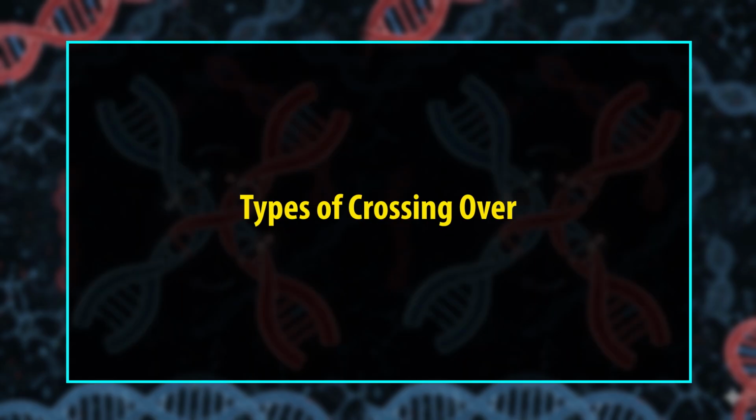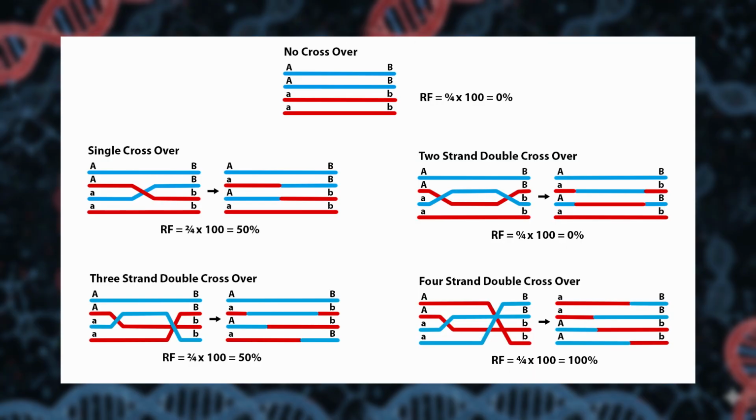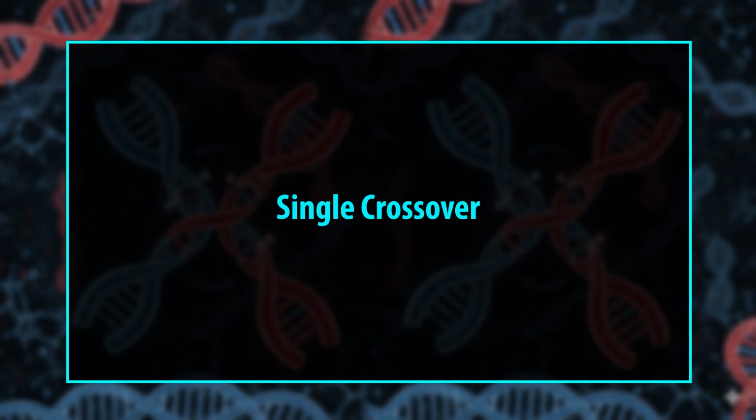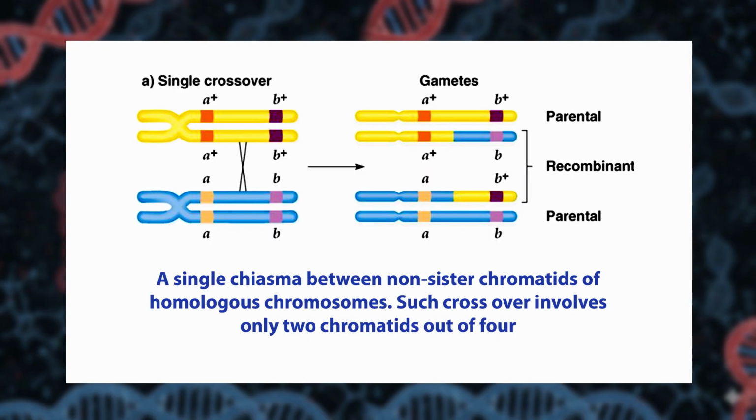Types of crossing over. Depending upon the number of chiasmata involved, crossing over may be of 3 types: single, double, and multiple as described. Single crossover. It refers to formation of a single chiasma between non-sister chromatids of homologous chromosomes. Such crossover involves only 2 chromatids out of 4.